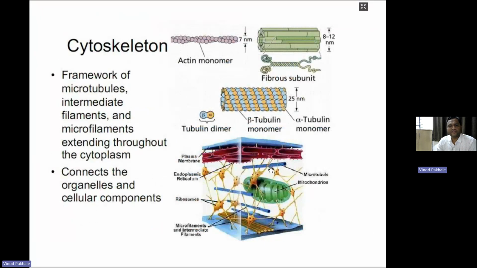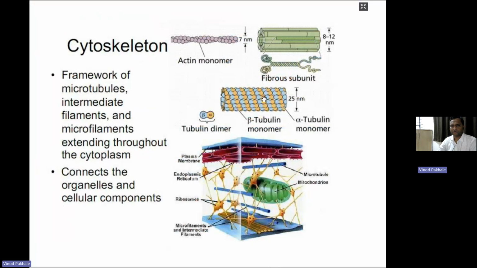So our next component is the cytoskeleton. All of you go through this diagram. It consists of actin monomer, fibrous subunit, tubulin dimer, beta-tubulin monomer, alpha-tubulin. So all these lead to form a cytoskeleton, and it connects the various organelles and cellular components. So it acts as a binding media for organelles and the cellular components, just like a thread, you may call. So it's a framework of microtubules, intermediate filaments, microfilaments, extending throughout the cytoplasm.